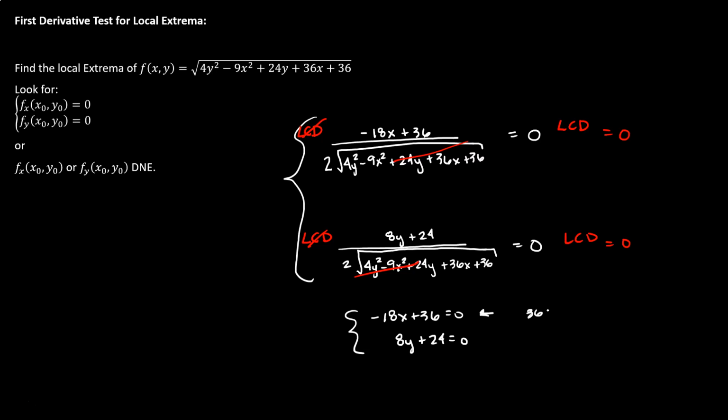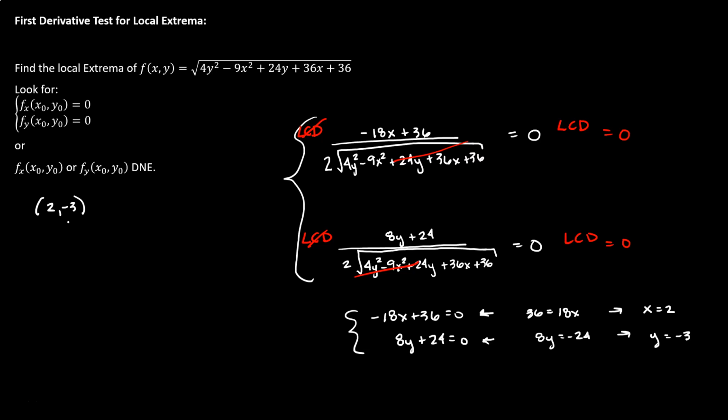We can see 36 is equal to 18x, which leads us to see x has to be positive 2. And then from the other equation, we can see 8y equals negative 24, leading us to see that y needs to be negative 3. So we found one critical point at (2, negative 3).